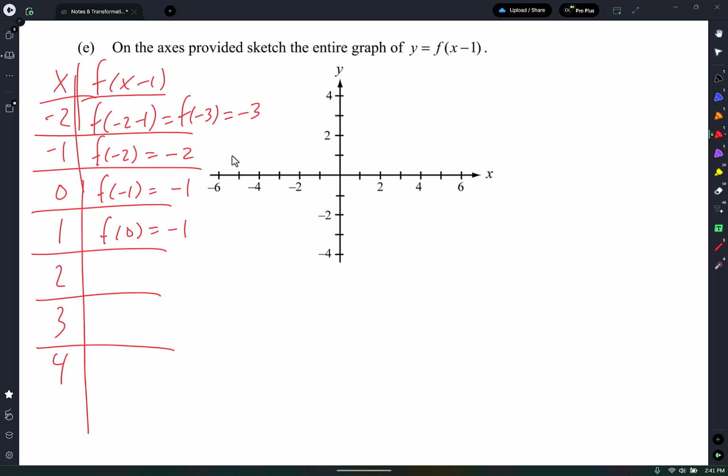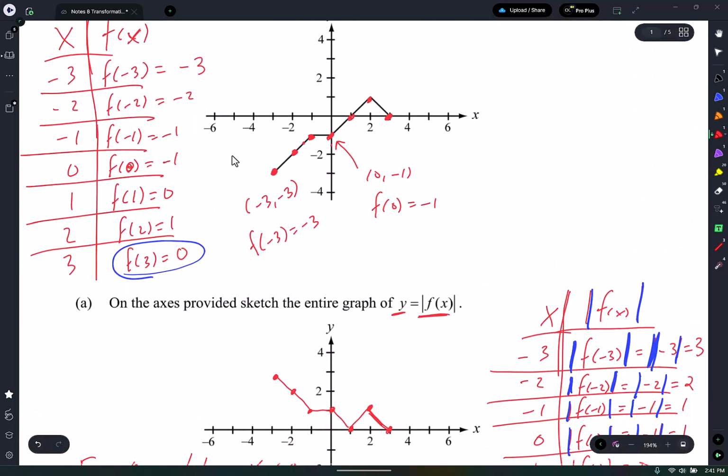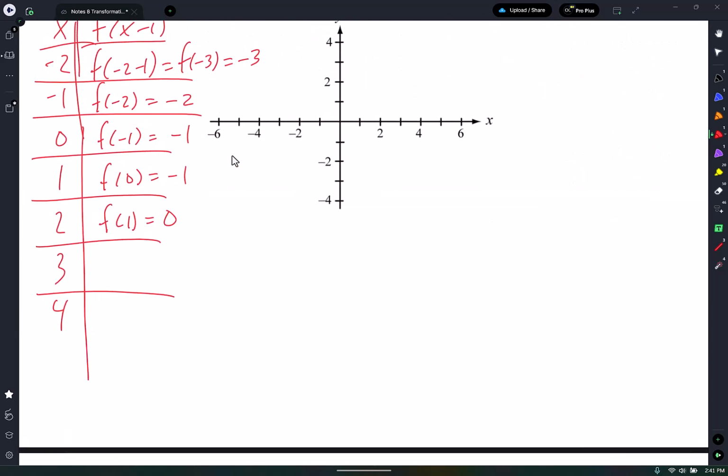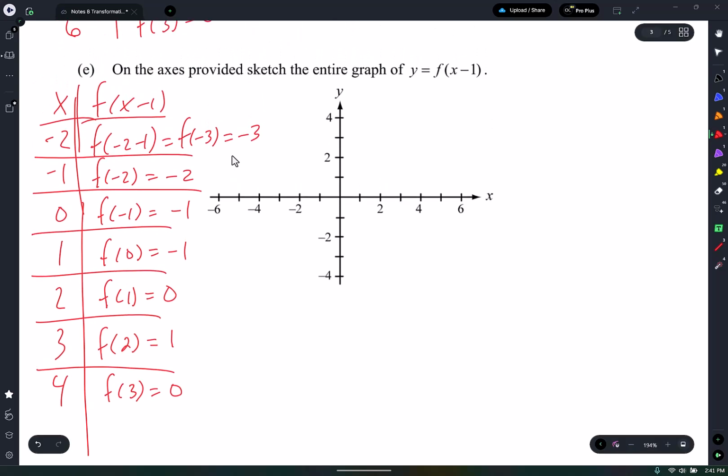If I plug in a 2, 2 minus 1 is 1, and f of 1 is, I already forgot, f of 1 is 0. If I plug in a 3, 3 minus 1 is 2, and f of 2 is 1. And if I plug in a 4, 4 minus 1 is 3, and f of 3 goes back to 0. Plot those points. Negative 2, negative 3. Negative 1, negative 2. 0, negative 1. 1, negative 1. 2, 0. 3, 1. 4, 0.